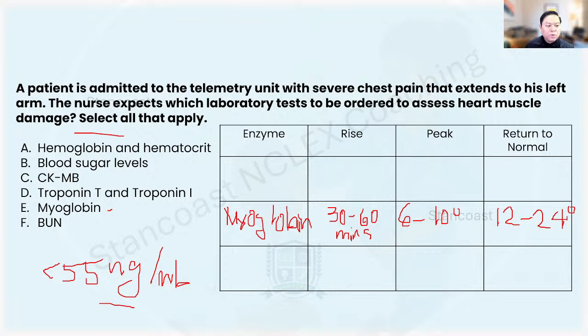Okay. Now, of course, we have letter F, BUN, blood urea nitrogen. It's only going to help us determine if the patient is adequately hydrated. It will also evaluate adequate kidney function, and also measuring the nitrogen in the blood, which is basically a waste product. And it's not going to be related to the cardiac tissue or cardiac damage. And so we are left off here with the CKMB, the troponin T and I, and the myoglobin. So our answers are letter C, letter D, and letter E.